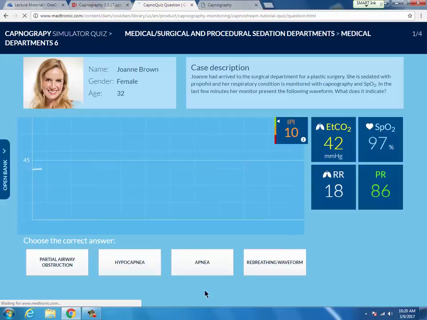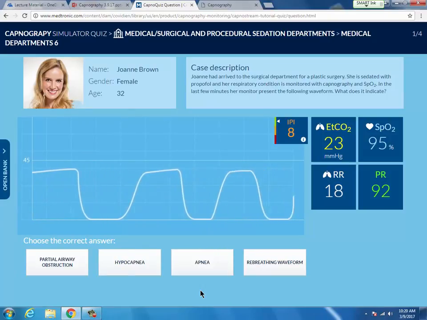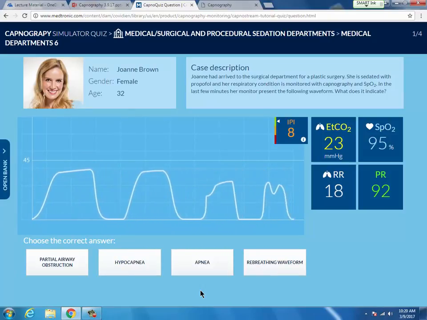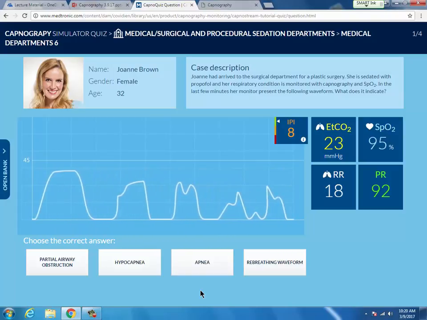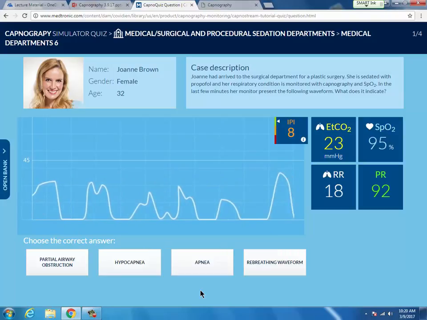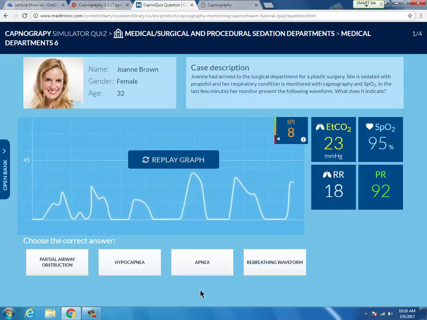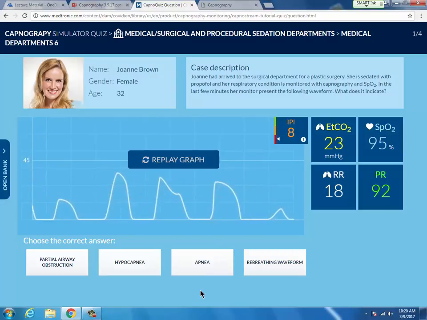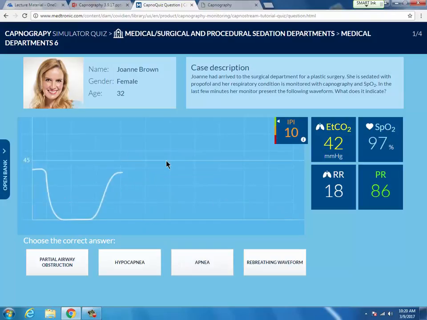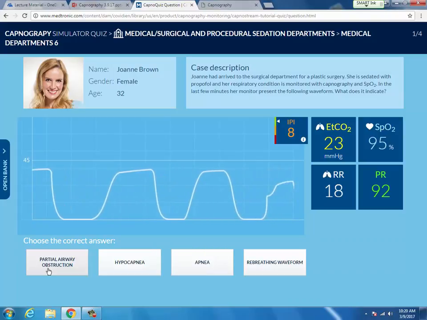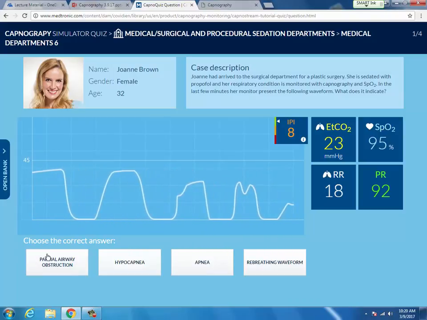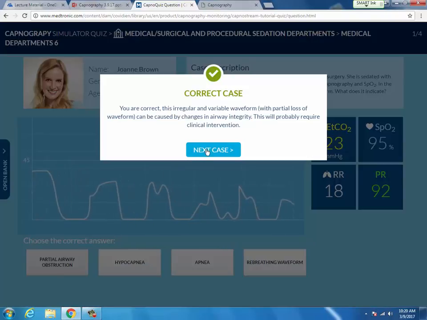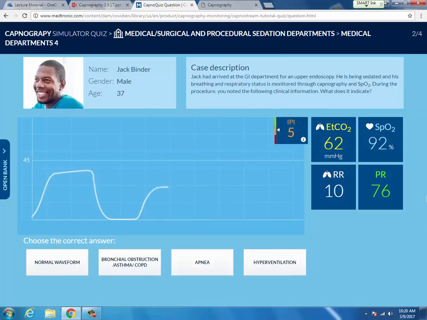All right, let's go to the OR. Oh, Joanne, you superficial lady going for some plastic. No, I'm just kidding. She might have got hit in the face with a stop sign or something. She is sedated with propofol and her respiratory condition is monitored with capnography and SpO2. In the last few minutes, her monitor presents the following waveform. Looks a lot like that other one, doesn't it? You see her levels are starting to drop. Correct case, guys. Solid work.